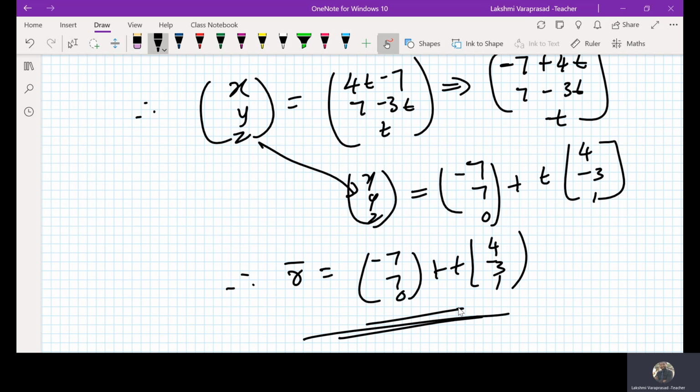So that means the two planes are intersecting, and that intersection forms one vector line equation. That vector line equation is r bar is equal to minus 7, 7, 0 plus t times 4, minus 3, 1.